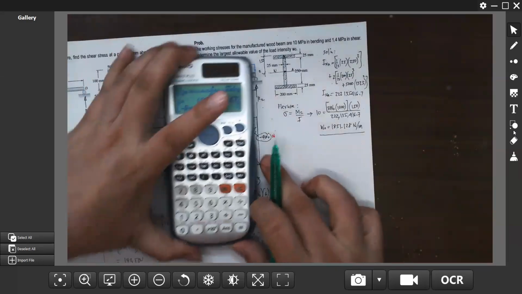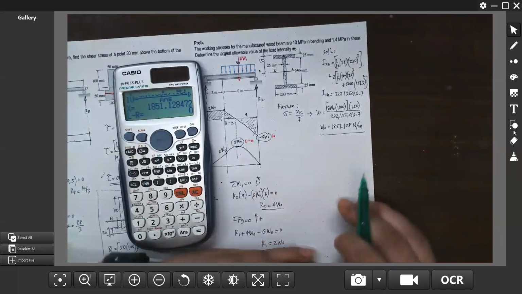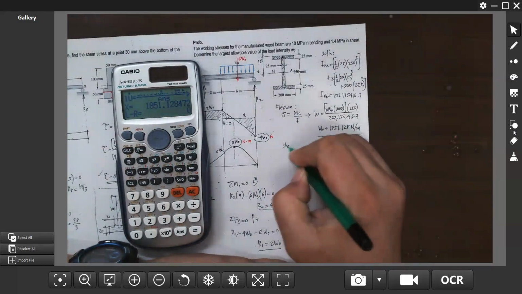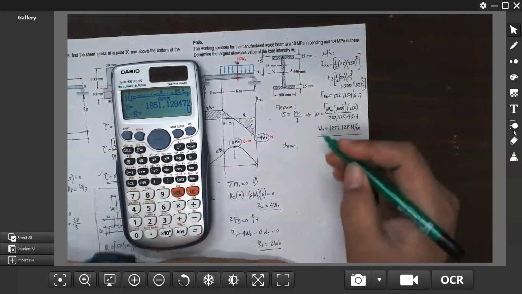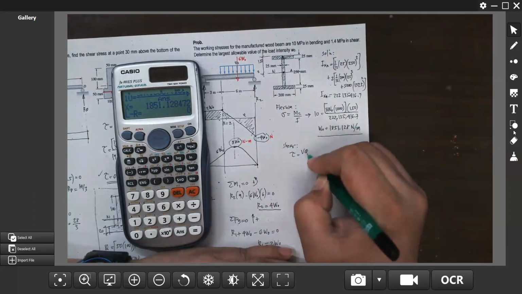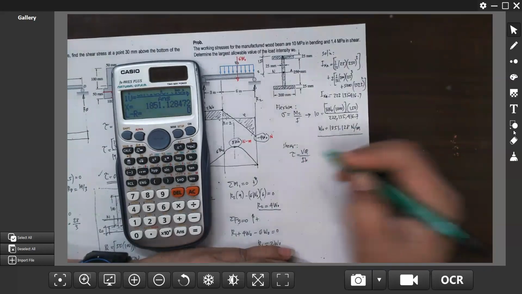Okay. Next is shear. So, for shear, the formula is VQ over IB. Okay.